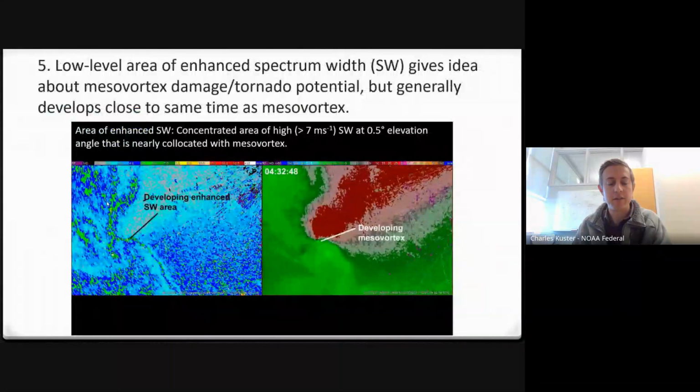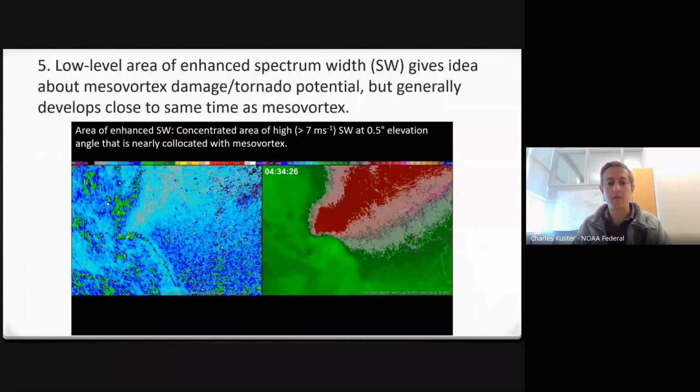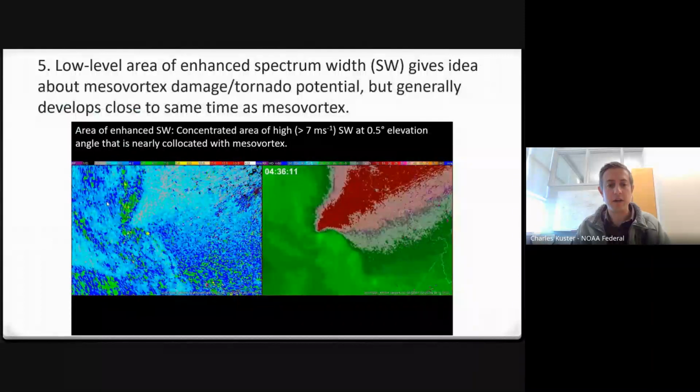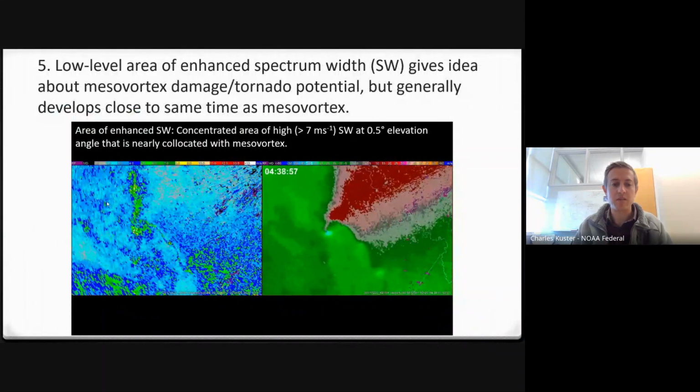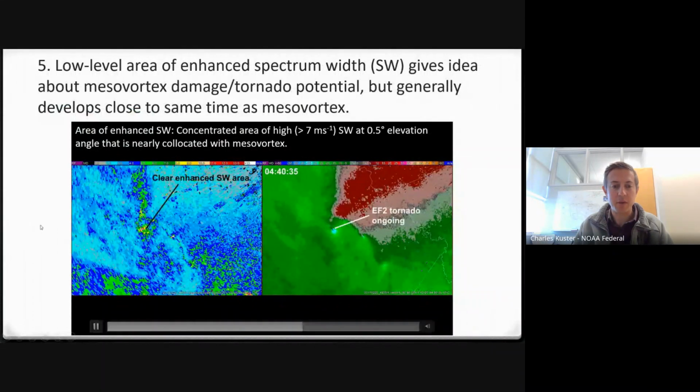And then for our last single pole signature, we looked at spectrum width at 0.5 degrees and basically saw these areas of enhanced spectrum width.